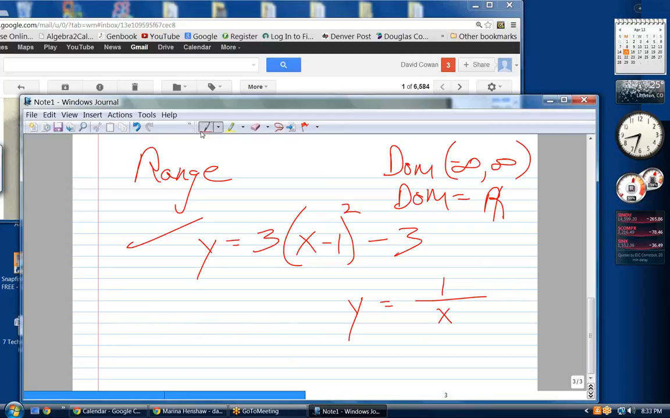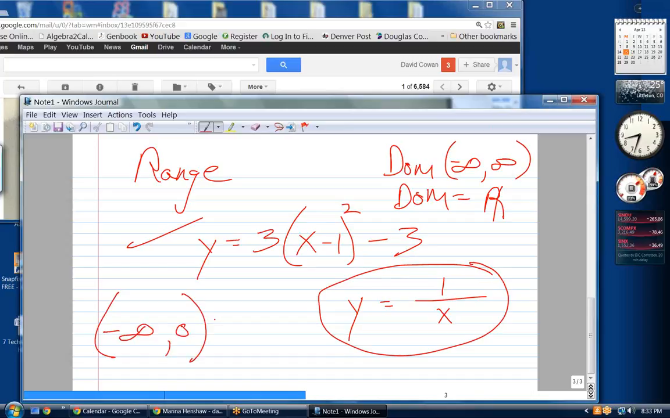Can it be 0? Yes. It can never be 0. No matter what I do with x, I can let x be 1,000,000,000, and y is still not 0. The only thing that can possibly make y 0 is if the numerator is 0, and our numerator is fixed at 1. So y cannot be 0. So the range on this function is, we already figured it could go to negative infinity, but it can't be 0. So it's that combined with this.